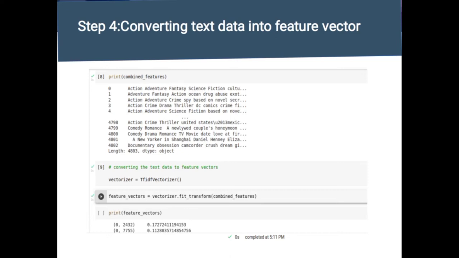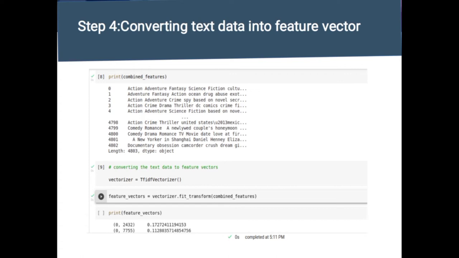You can choose any name instead of vectorizer, but here we have chosen it. Next, we are fitting and transforming all the textual data from the combined features. What does this combined feature consist of? It consists of all these 4803 movies with 5 different features. All that textual data is transformed into numerical values and initialized to feature_vectors. This has been done with the help of the TF-IDF vectorizer, which is loaded into vectorizer.